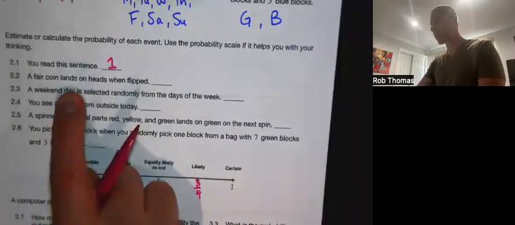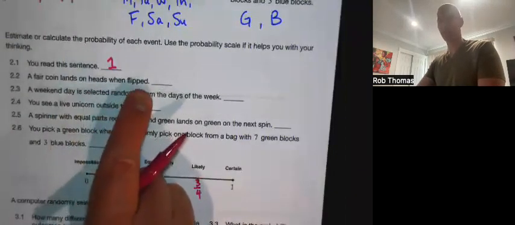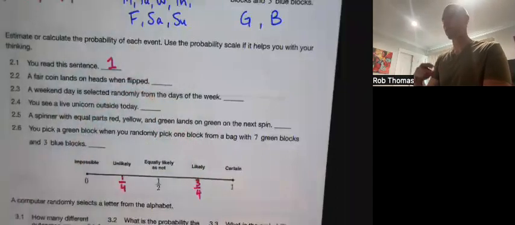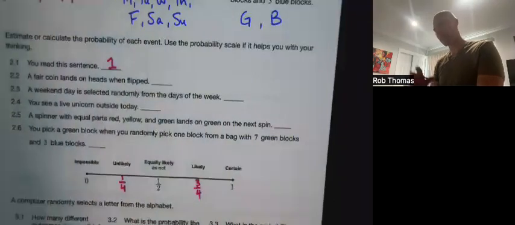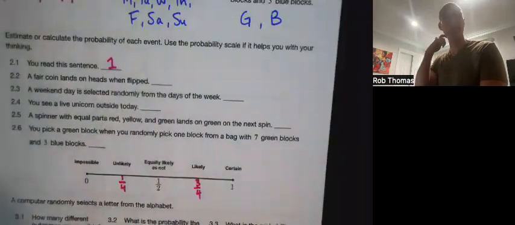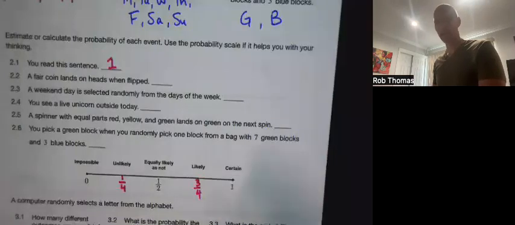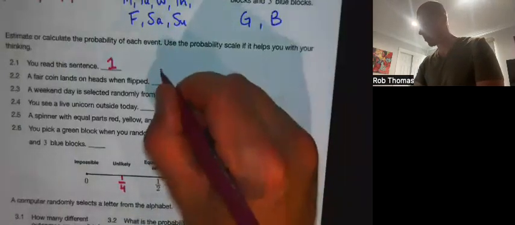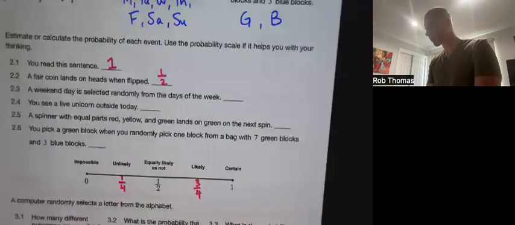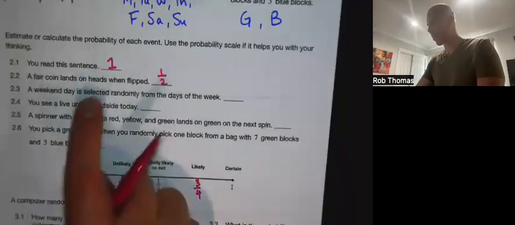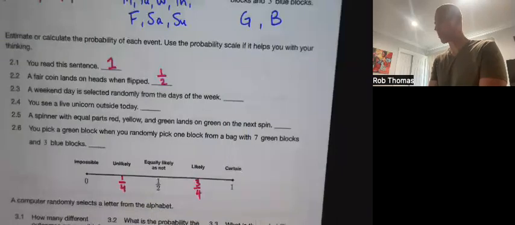A fair coin lands on heads when flipped. Okay, and now I know we could talk about there's a probability it lands on its edge or leans up against something. Generally speaking, when we do this probability work, at least in 7th grade, we don't think about what we would call fringe outcomes like that. And so I think the idea here is that it would be 50-50 or 1/2 probability that it's going to land on heads.